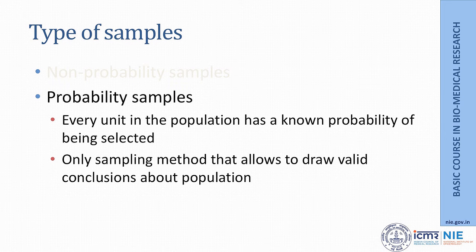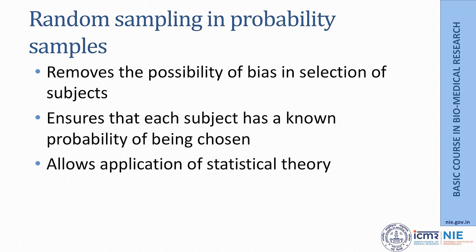In a probability sample, every unit in the population has a known probability of being selected. What is the advantage? This is the only sampling method that allows us to draw valid conclusions about the population. It removes the possibility of bias in the selection of subjects and ensures that each subject has a known probability of being chosen. It allows application of statistical theory, because many of the statistical tests that you do insist on random sampling, and these tests are valid only if the sample is a random sample.